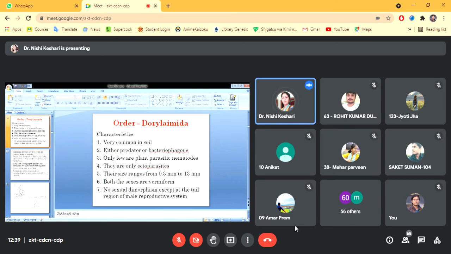They are only ectoparasites. They don't go inside the root. Their size ranges from 0.3 mm to 13 mm. So 13 mm, you can imagine, is one small thread-like structure. If you carefully look, you can see without a microscope that these are small thread-like organisms. But you cannot see all the parts of the body; for that you have to use a microscope. Both the sexes are vermiform, meaning males and females look alike, both are similar in morphology. No sexual dimorphism except at the tail region of the male reproductive system.